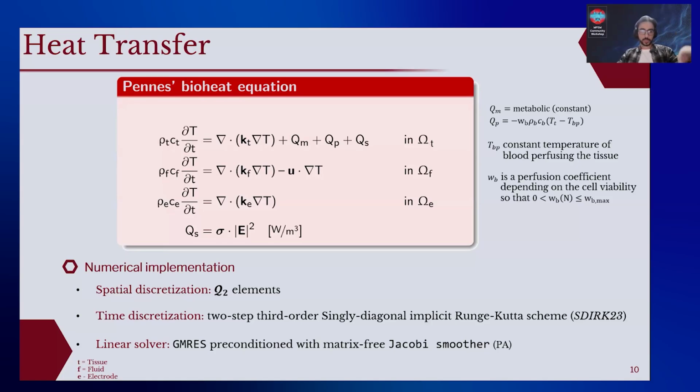We discretize in space with Q2 elements. In time, for the time discretization, we use an SDIRK 2-3 scheme, and we solve the linear system arising from the use of the implicit scheme with a GMRES preconditioned with a matrix-free Jacobi smoother.